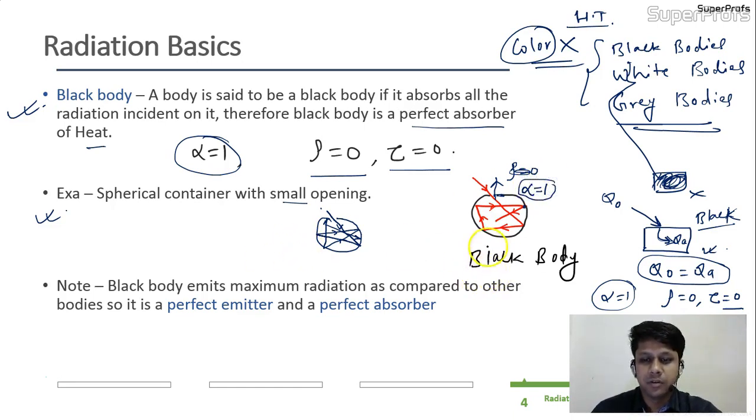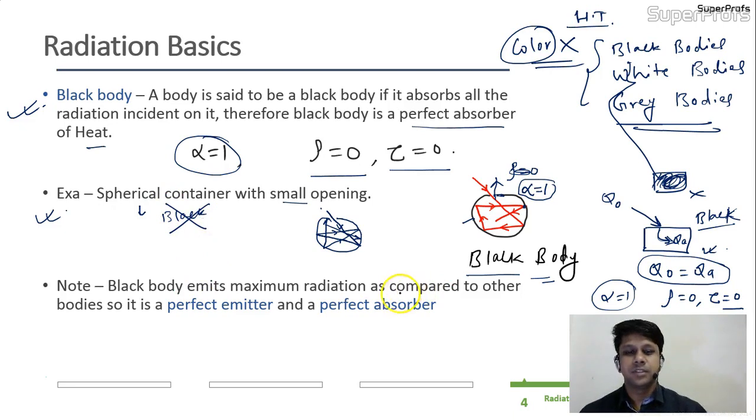So this is an example of a black body, and it is not necessary that this spherical container is black in color. This container is not required to be black in color. Still this is a black body because it is absorbing almost all of the radiation.